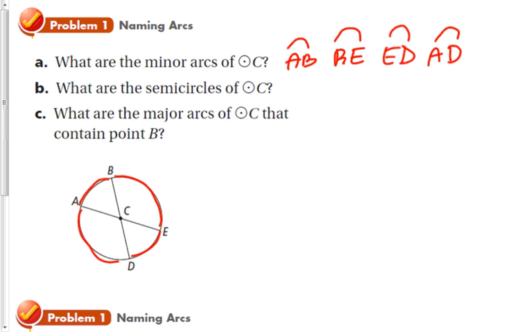The semicircles are the ones that are 180 degrees, and there's one semicircle there, semicircle AE, and you can just label that AE, just like you would an arc. And then the other one is semicircle BD.